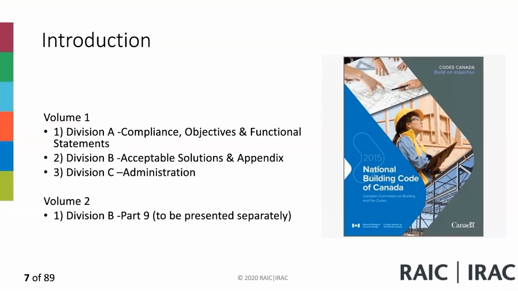Okay, so we just went through Volume 1. There's Division A, compliance, objectives, and functional statements related to the building code's requirements. Division B is acceptable solutions and appendices. With appendices, Division C is the administration, and Volume 2 is the Division B, which relates to Part 9, which we're going to go over in 2 weeks.